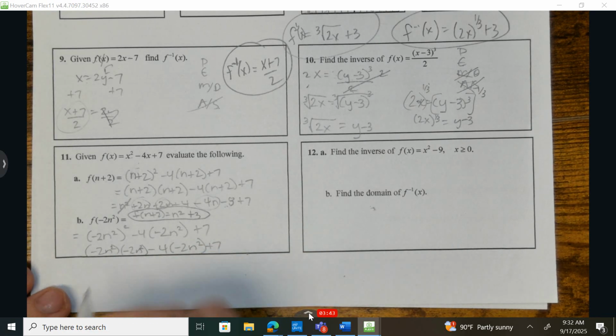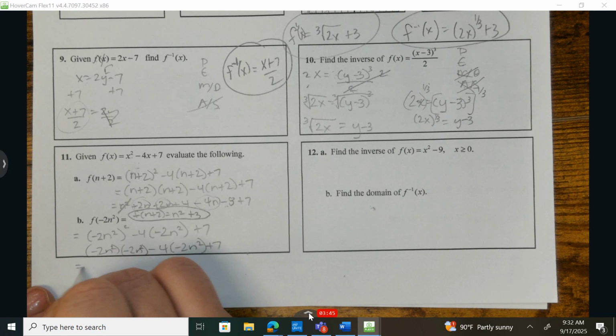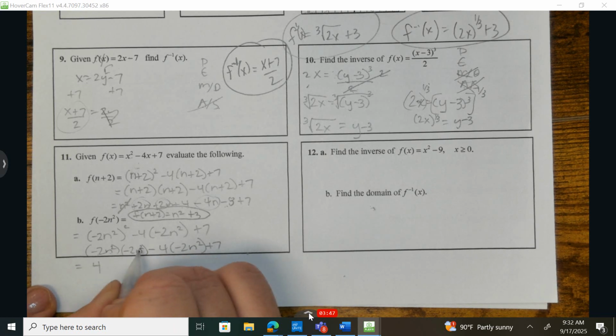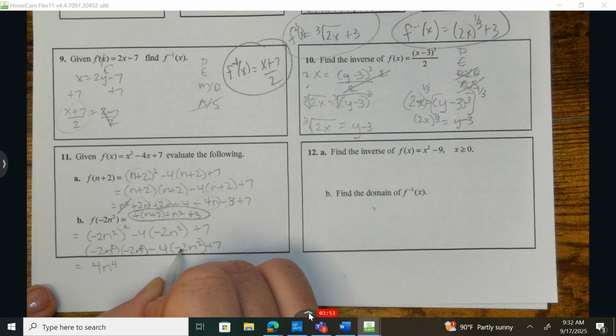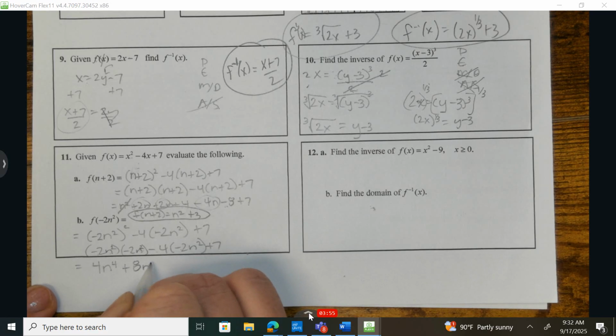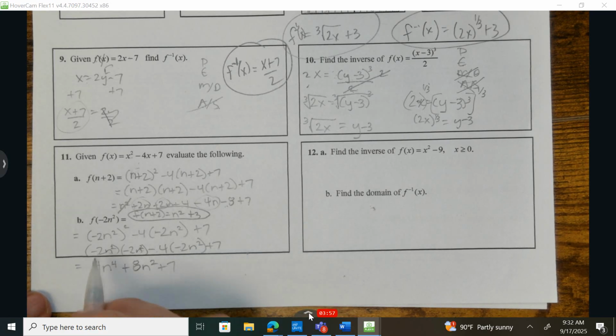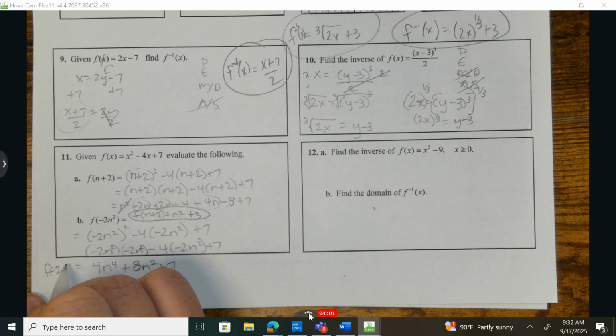There we are. Okay, negative 2 times negative 2 is positive 4, and I have a total of 4 n's. When you have the same base you're multiplying, you add the exponents. Now, negative 4 times negative 2 is 8 with n squared, and 7. I cannot combine anything else within this problem.